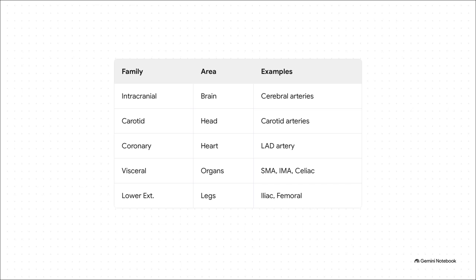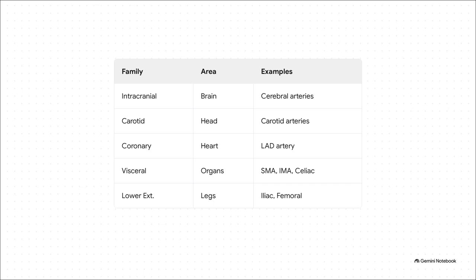Moving down into the neck, we've got the carotid arteries, which supply oxygen-rich blood to the face and head. Drop down into the chest, and the coronary arteries are there supplying the heart muscle itself. Then in the abdomen, the visceral arteries branch off the aorta to feed internal organs, like your liver and spleen. And finally, the lower extremity arteries carry blood down to the legs, and this includes the iliac, femoral, and tibial arteries. You can think of each of these distinct regions as its own unique neighborhood.